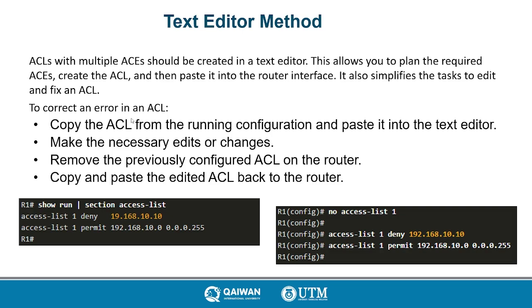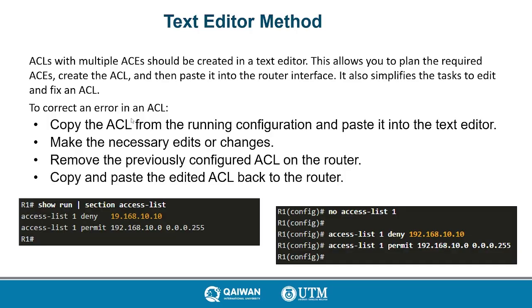fix it. Okay, to correct an error in the access list, copy the ACL from the running configuration and paste it into a text editor. Make necessary edits and changes. Remove the previously configured ACL on the router and copy and paste the edited ACL into the router.